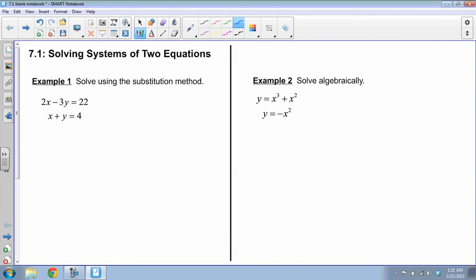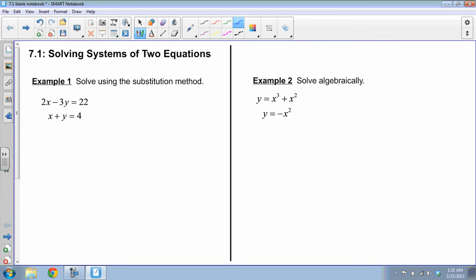Section 7.1, solving systems of two equations. We've definitely talked about this before, I think in this class, but in Algebra 2 and Algebra 1, you've been through this, so this shouldn't really be anything new.